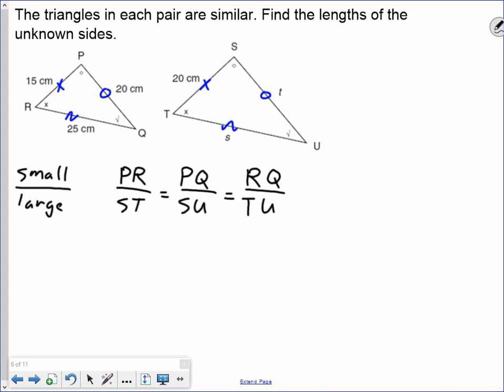And then we can fill in the information that we're given for the side lengths. So PR has a length of 15. ST has a length of 20. PQ has a length of 20. SU, we don't know. That's our T. RQ has a length of 25. And TU has a length of, oh, that's another one we have to solve for. That's going to be S.